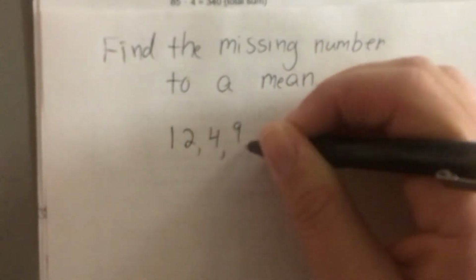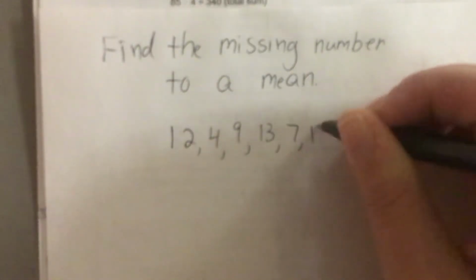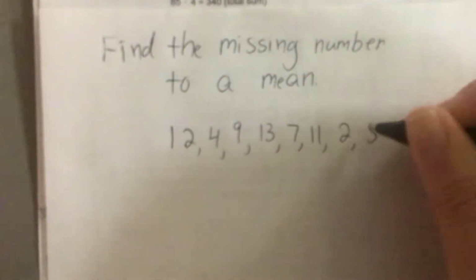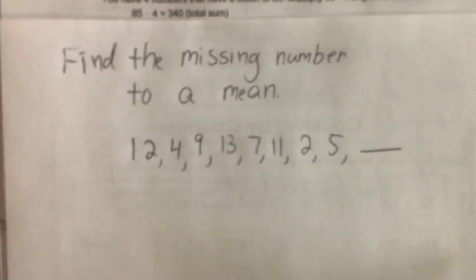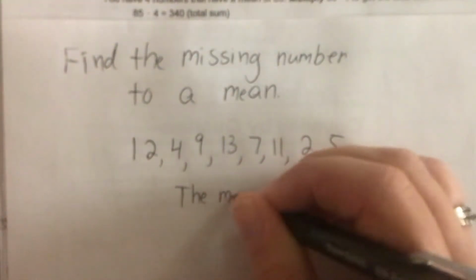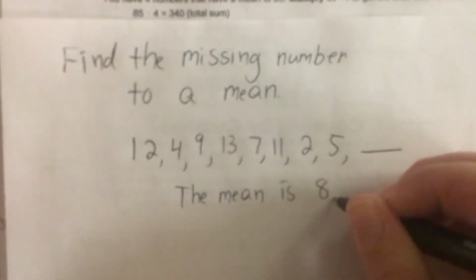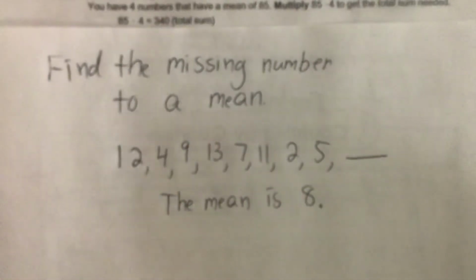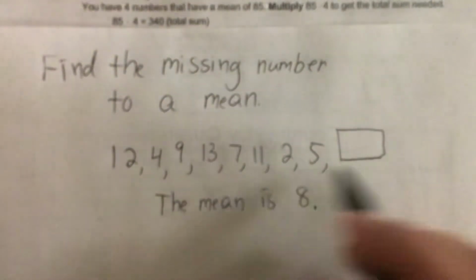So here's an example. So it's going to be 12, 4, 9, 13, 7, 11, 2, 5, and blank. Okay? Get this down. And then it's going to tell you the mean or the average, because the average is the same thing as mean. The mean is 8. And they're going to say find the missing number in the data set, which would be this one right here, which is part of the data.